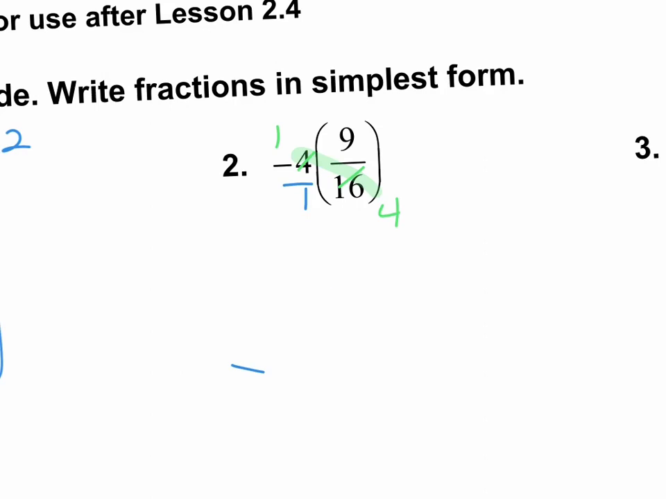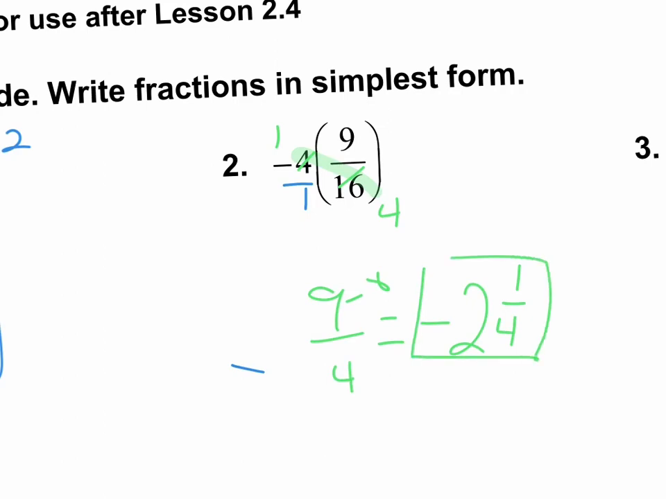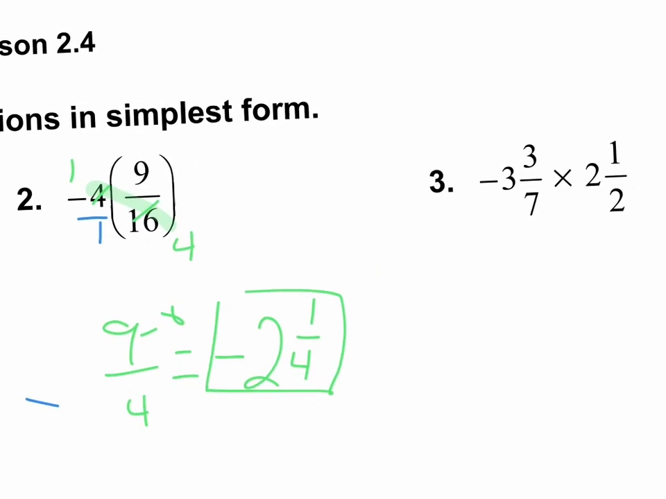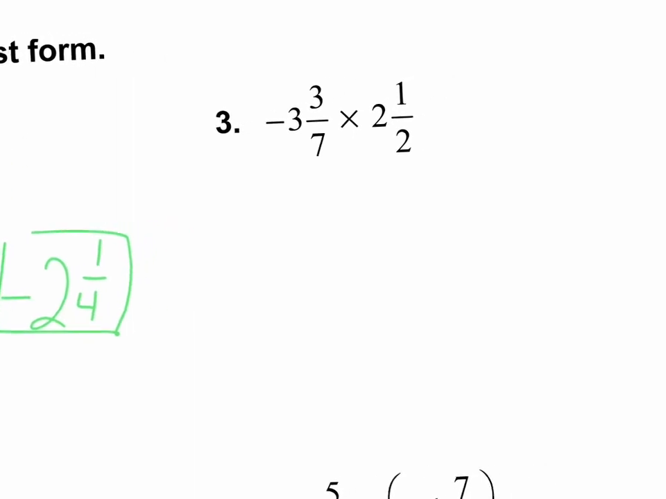Then I take 1 times 9, which is 9. 1 times 4 is 4. And we can reduce that or make it a proper fraction. So that's improper. 4 goes into 9 2 times, and that would be 8, so minus 8. And you get negative 2 and 1/4 as your answer. All right, because it says simplest form, we need to make it proper.